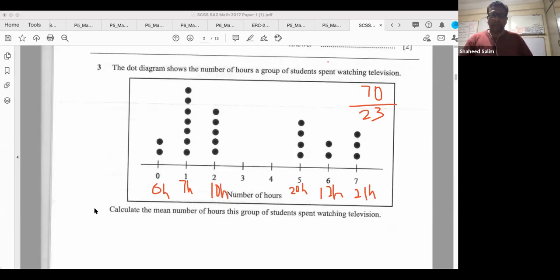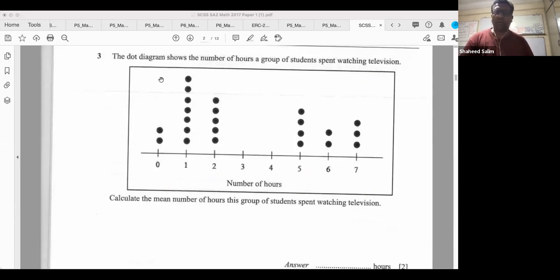Mine again, let me see. I got 70 hours. Let me count. 10, 20, 30, 40, 50, 60, 10, 20, 30, 40, 50, 60, 70, correct? 70 divided by 23. Okay, I get 3.04. Are we okay? Can we move on? Okay, you must remember things like this. Okay, inshallah, we will revise for the next 2 weeks also.